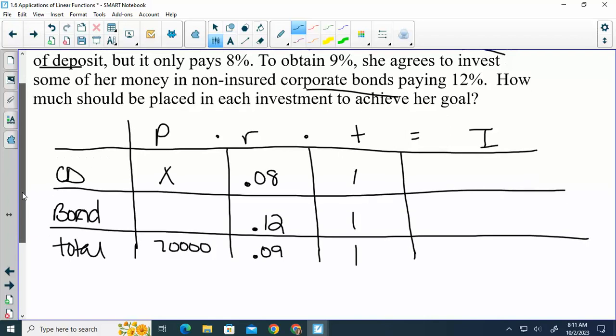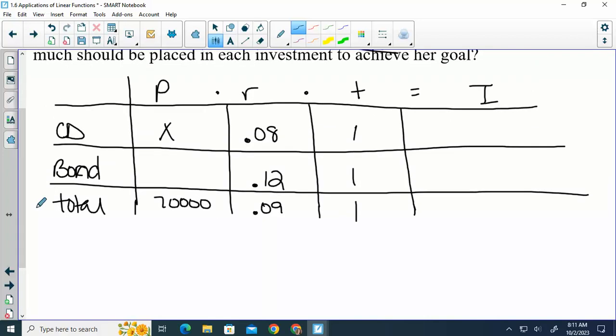So what would be my principal for the bond? We have $70,000 altogether. We're putting X of it in the CD. The total minus the amount you already spent. All right, so then to get your interest, we just multiply. So X times 0.08 times 1 is 0.08X. And my 0.12 times the 70,000 minus X. 70,000 times 0.09 times 1.